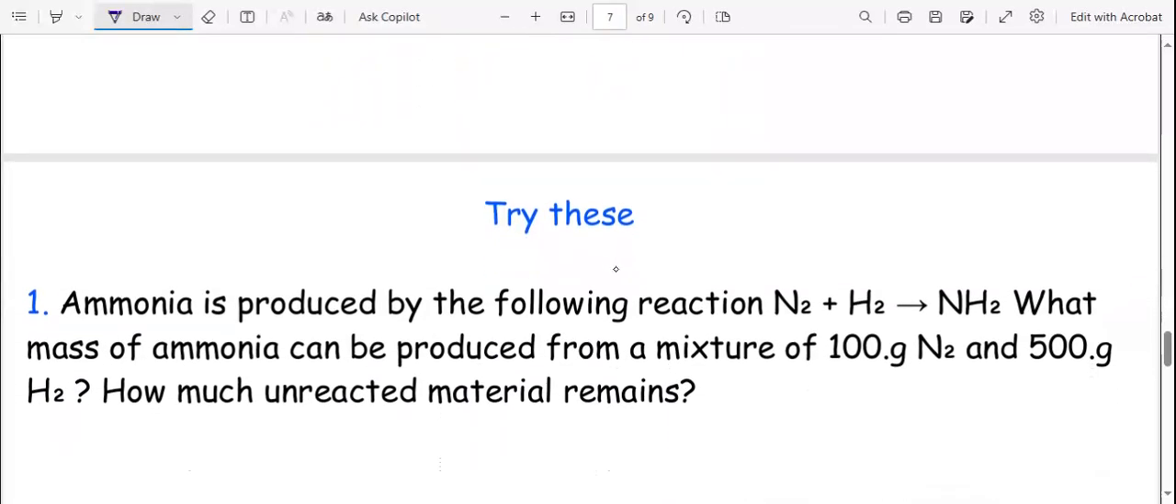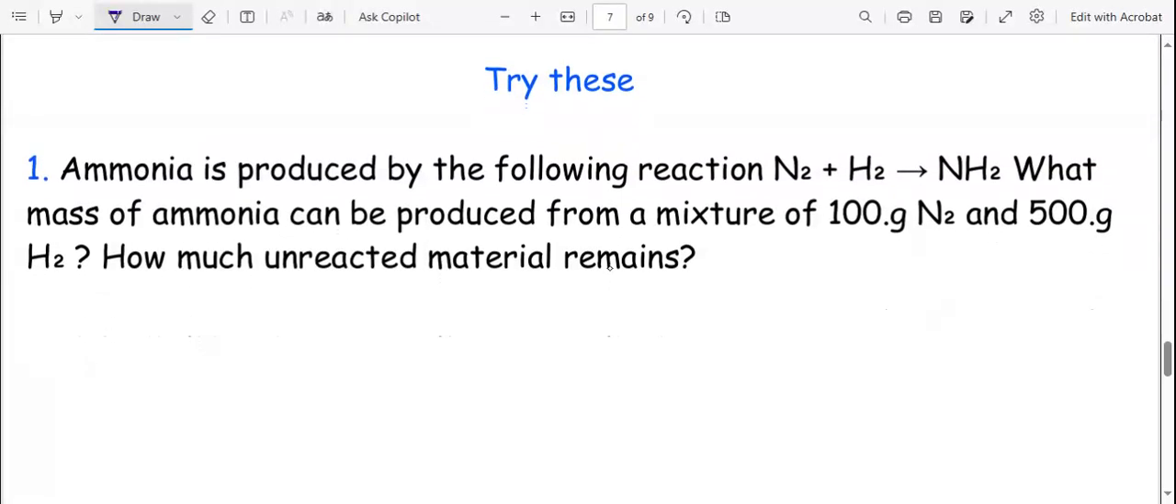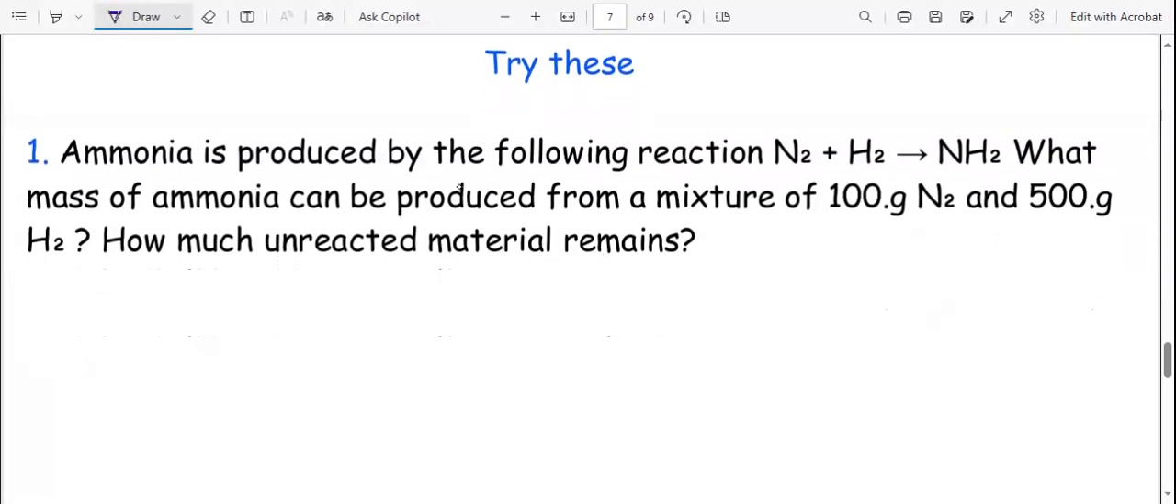So we try this as well. I'll just tell you what to do there. So here, what do we do? Ammonia is produced by the following reaction: nitrogen and hydrogen gas to give ammonia. By the way, I was supposed to write 3 there. I really made a mistake. In fact, it's not balanced.